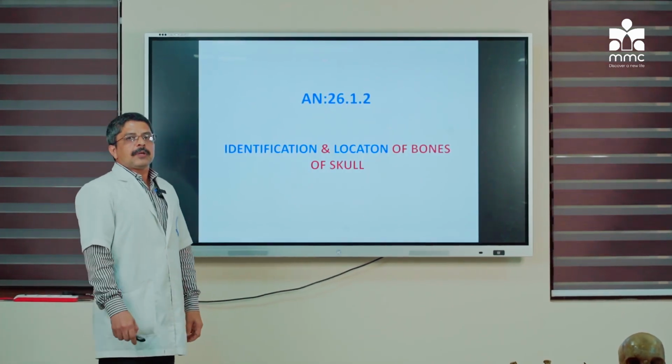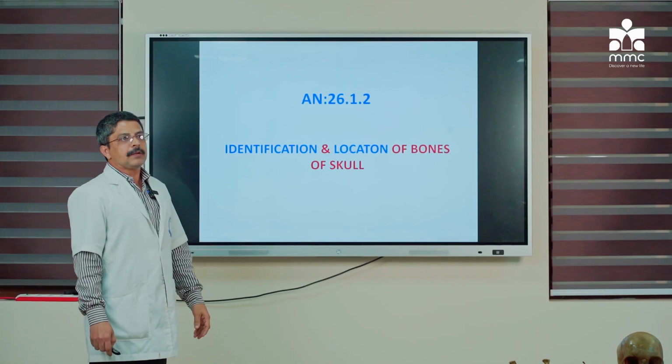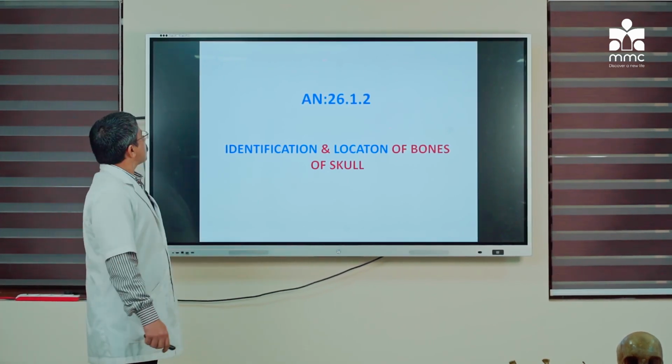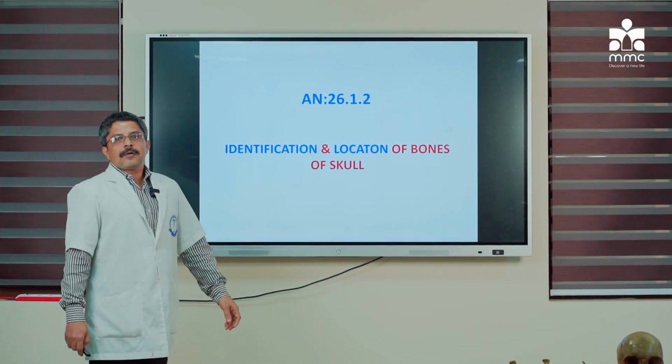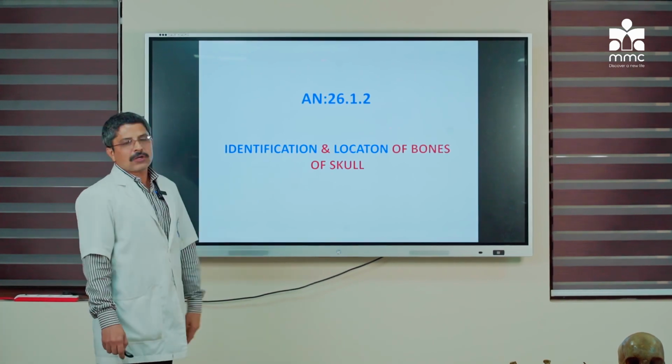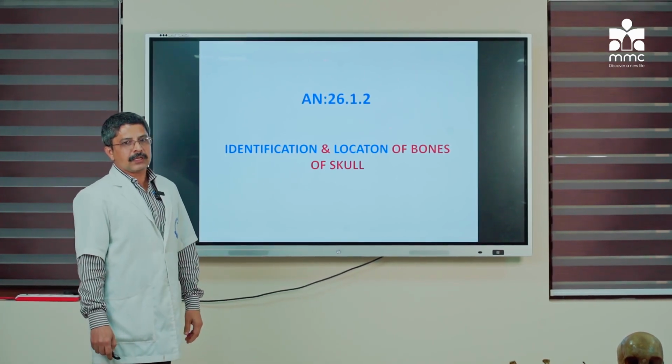After knowing this anatomical position, we will get a clear picture of the orientation of the skull with respect to various uses. Now let us see the identification of the individual bones as well as the location of those individual bones present in the skull.